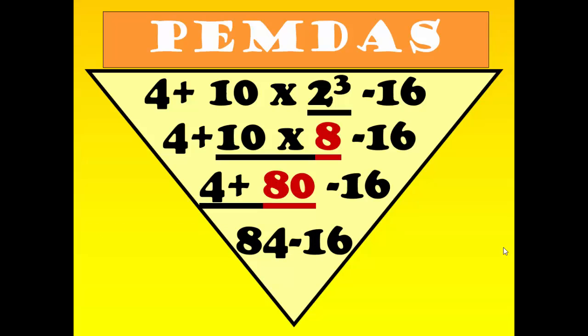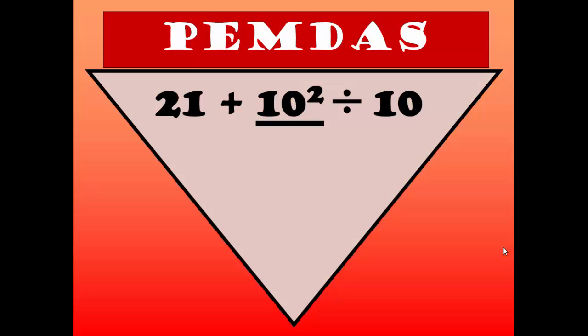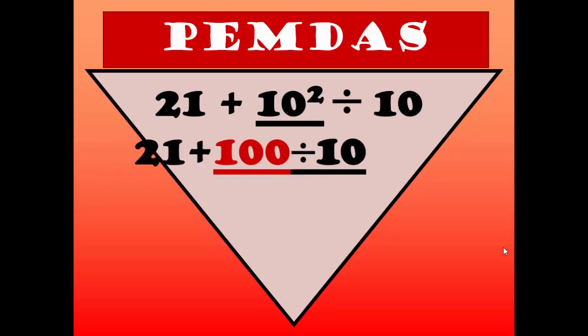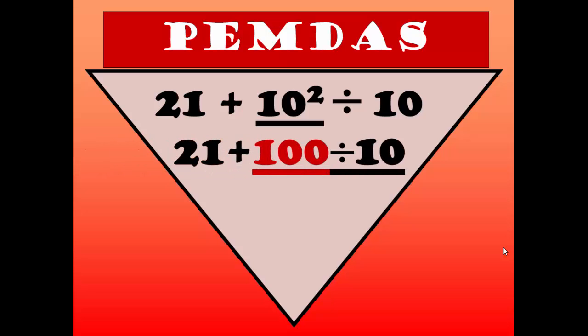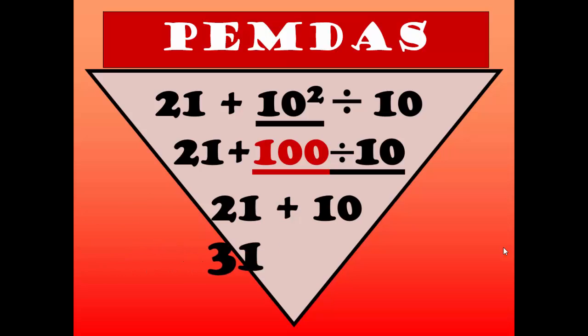84 minus 16, and the correct answer is 68. Continuing with an example problem, 10 squared means 10 times 10, so we're going to redo that. 10 times 10 is 100. 21 plus 100 divided by 10. Here we're looking for multiplication and division first. So we have divide by 10. 100 divided by 10. Rewrite 21 plus 10. So now 21 plus 10 gives us a final answer of 31.